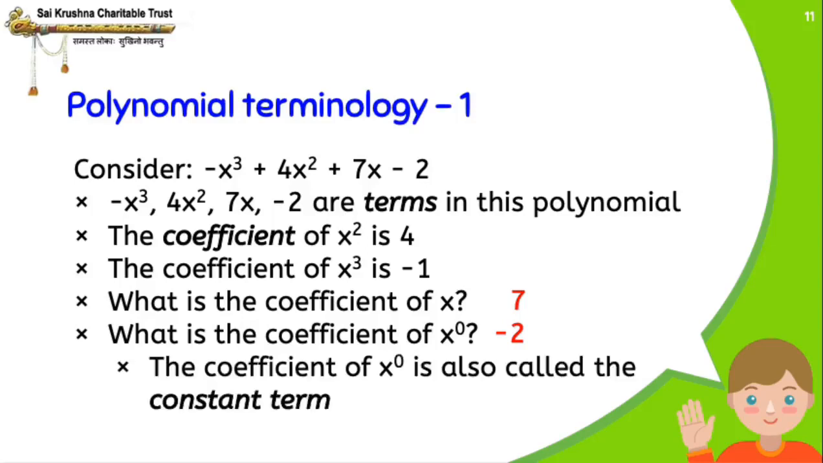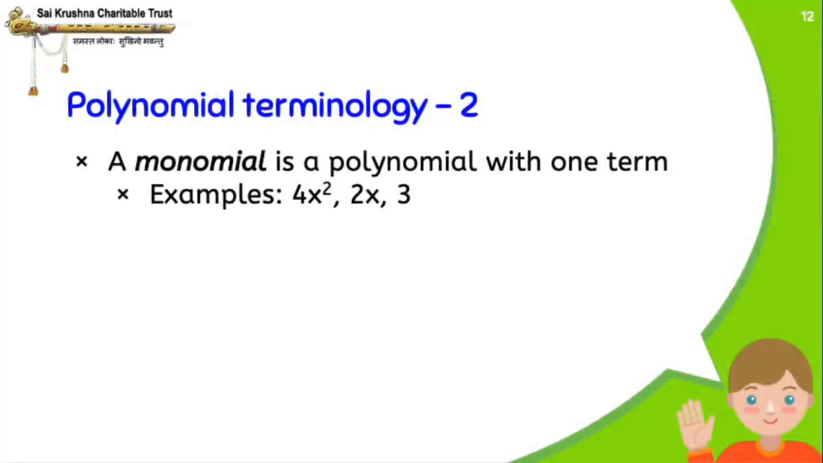A monomial is a polynomial with only one term. For example, if I write 4x squared, there's only one term. 2x has only one term. 3 has only one term. Because a term is something that is separated by plus signs in a polynomial. There are no plus signs in the polynomial here, so there's only one term. So these are called monomials.